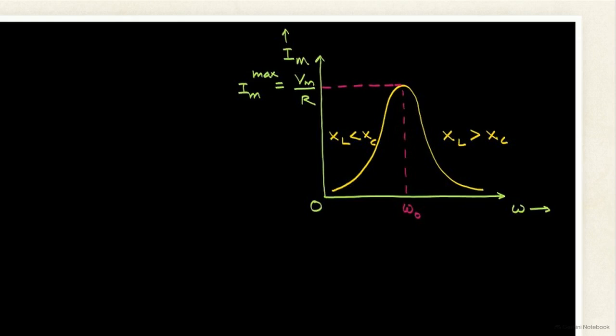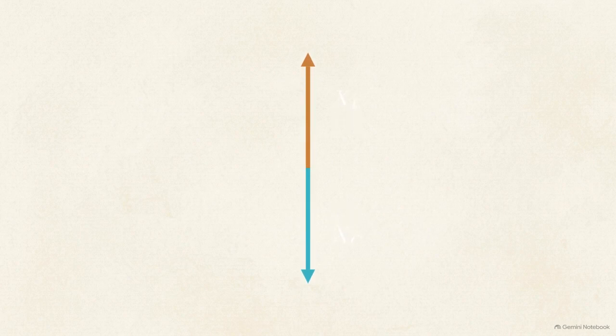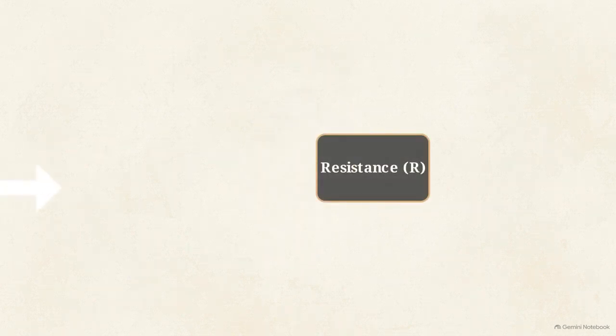This graph illustrates the consequence of reaching minimum impedance. Because opposition is lowest, the circuit allows maximum current to flow. Moving away from the resonant frequency reintroduces reactance, increasing total impedance and reducing current. At resonance, the circuit's reactive forces neutralize one another, allowing the maximum current possible given the constraints of the resistor.